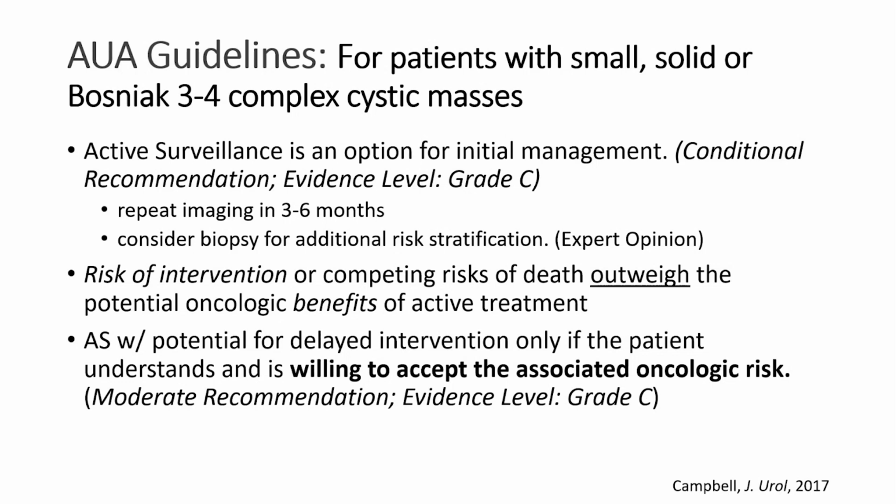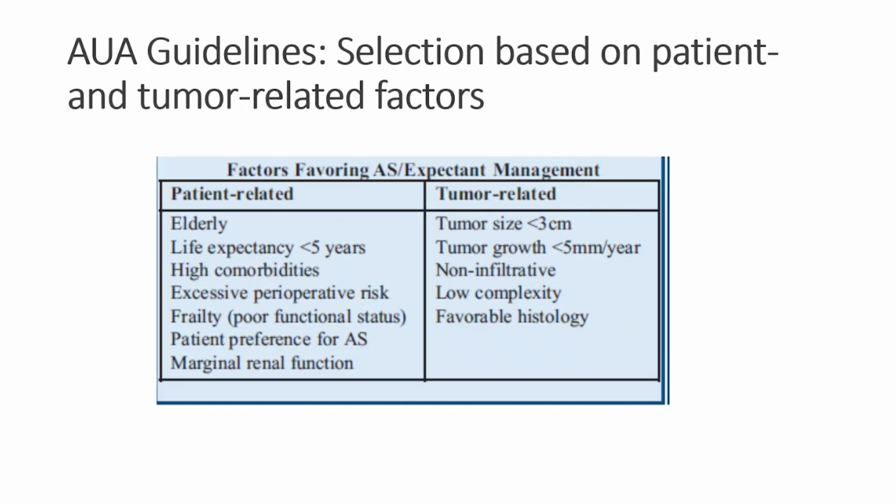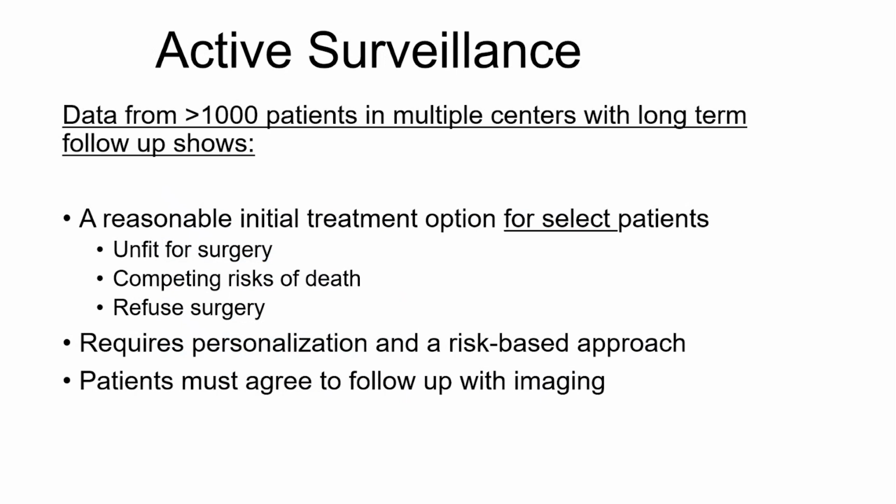These are some of the patient and tumor-related factors that we need to look at: age, life expectancy, comorbidities or associated medical conditions. Frailty is a big one. Kidney function is a big one. And also, of course, the tumor has to be appropriate, a small one that isn't rapidly growing. So again, a lot of data, thousands of patients, over a decade follow-up that shows that it's a very reasonable option, at least an initial option for these small tumors in these patients. But it is very individualized. It requires a conversation with the patient about what all the options are.